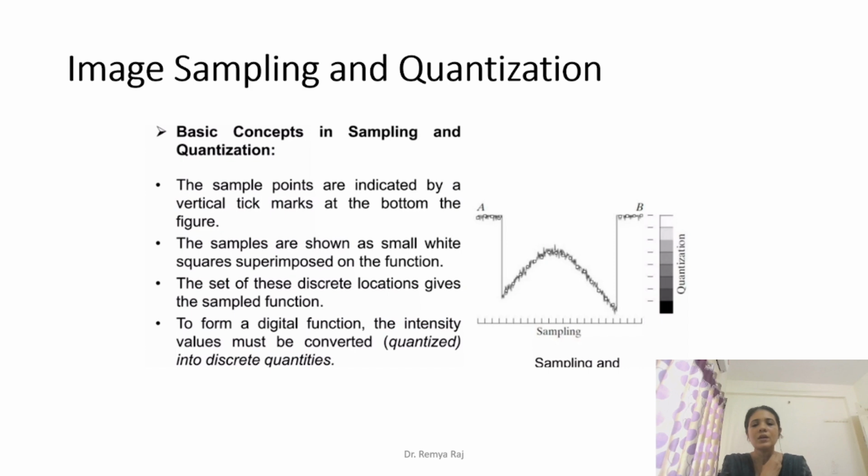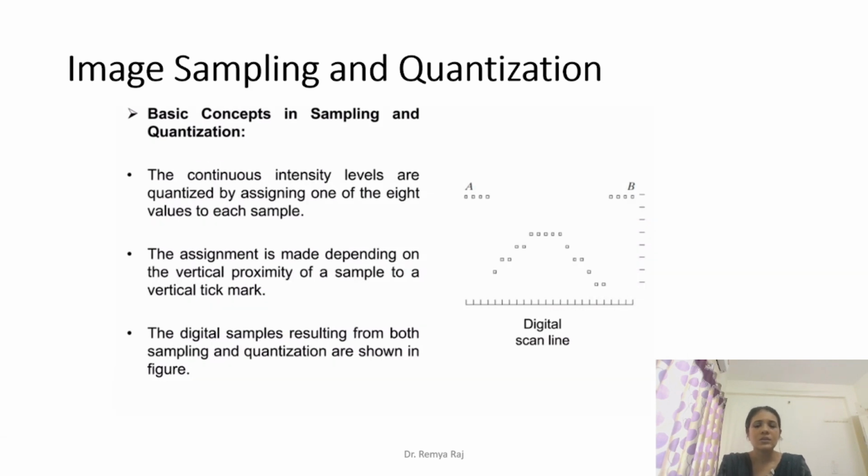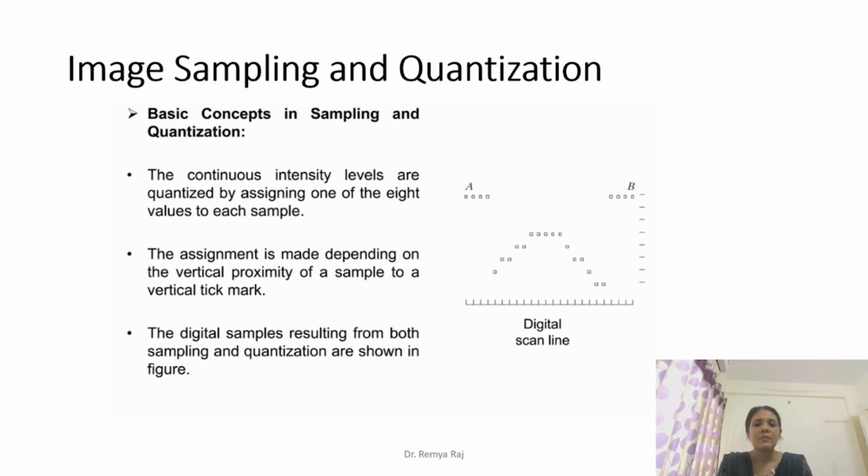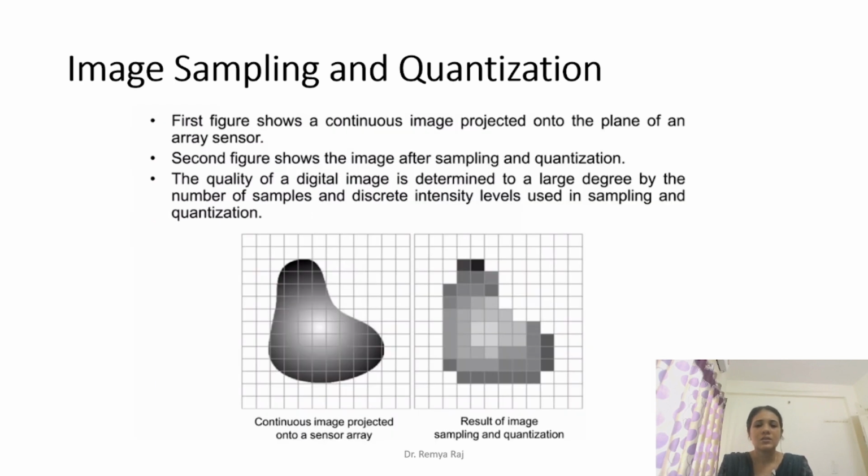The sample points are indicated by vertical tick marks in the x-axis. The samples are shown as small white squares. You could see that the small white squares correspond to the vertical ticks in the x-axis. Now in the quantization, the continuous intensity levels are quantized by assigning one of the 8 values to each sample that you could see over here. The digitized sample resulting from both sampling and quantization is shown over here.